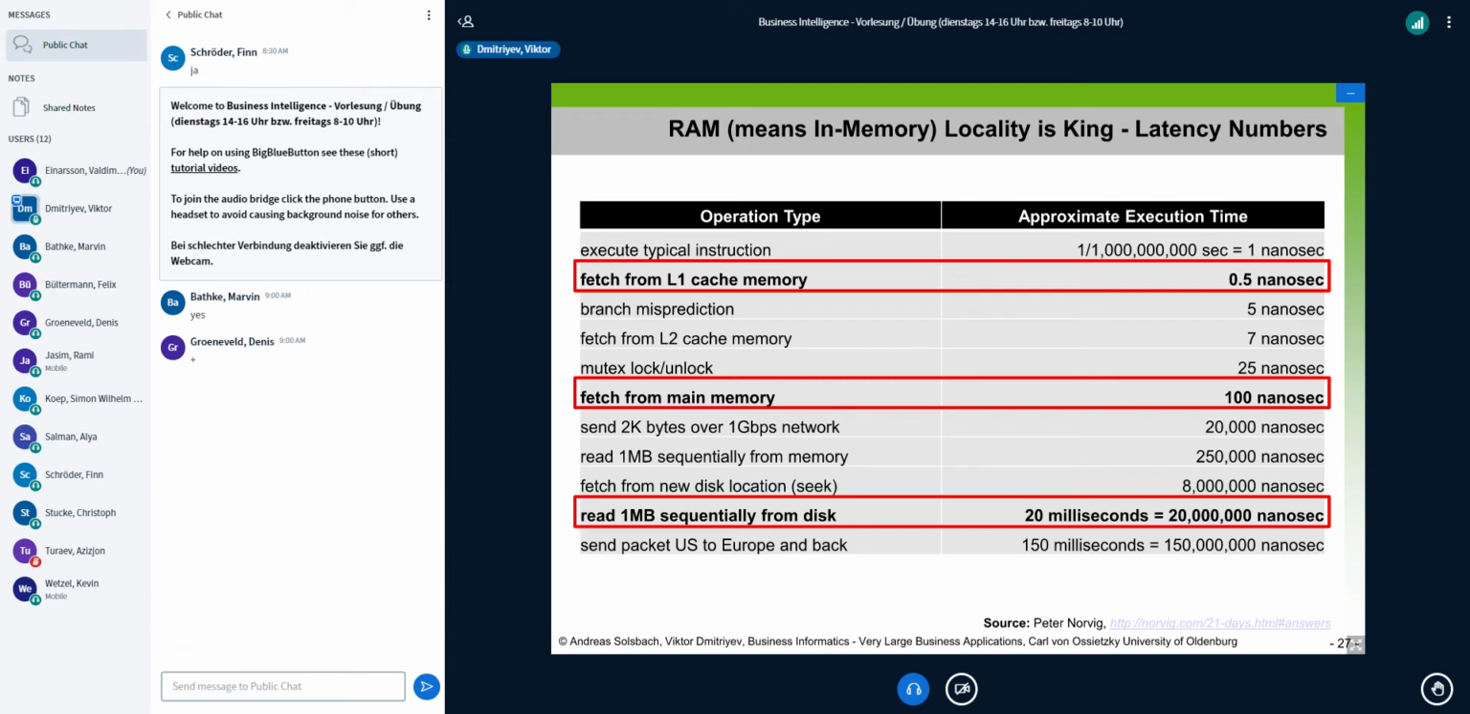So just to give you some numbers. At the bottom, reading 1 megabyte from the disk takes 20 milliseconds, which is something like 20 million nanoseconds. Fetching from the L1 cache takes 0.1 nanosecond. It's really fast. So the natural idea is, the closer we get to our CPU, the faster the processing can be. But as I just explained, you can't grow the memory of the CPU endlessly. You can't put terabytes of data into it.